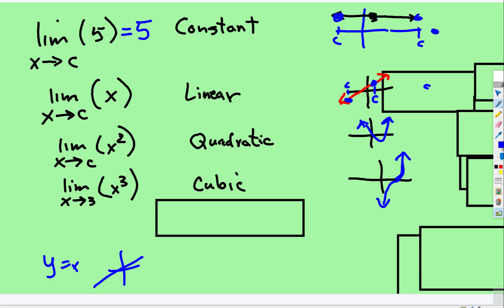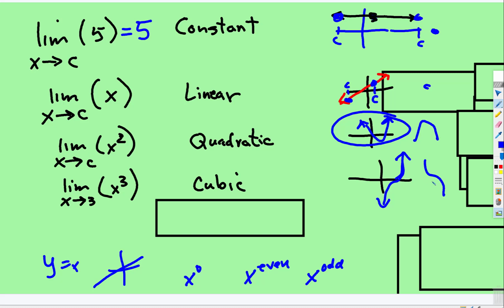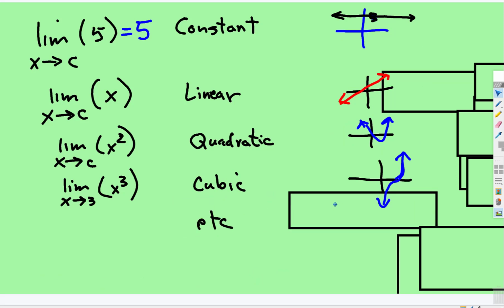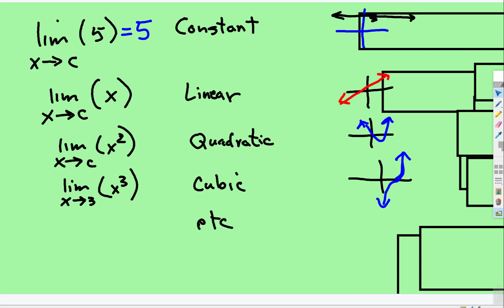In fact, any x to the even, well, first of all, x to the 0, that's the constant graph. X to the even, all of those graphs look similar to this or this. And then all x to the odds look like this, or if it's negative, it would look like this. But they're continuous. They will always have a height. You can always use substitution. So when I say etc., it means all polynomial graphs.